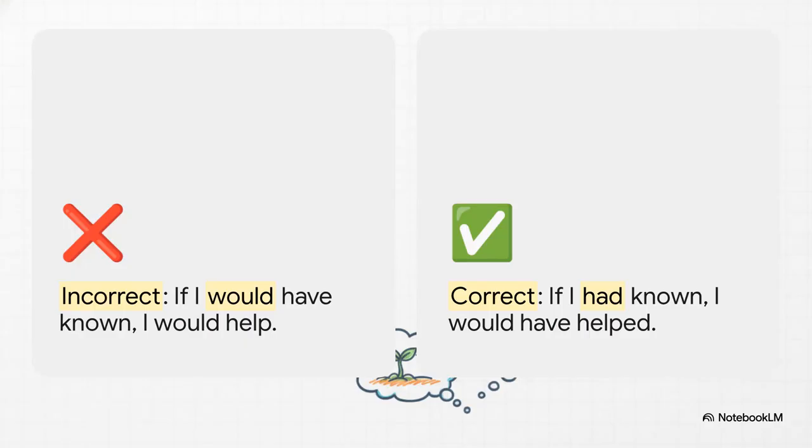You've got to be incredibly careful with your would-haves, though. You want to completely avoid the Spanish habría trap. Because Spanish uses a specific conditional form, it is so tempting to just put would have in both halves of the sentence. But look at the incorrect example. If I would have known, that is a major, major error. You have to make sure you never put would have inside the if clause itself. It's always, if I had known, I would have helped.